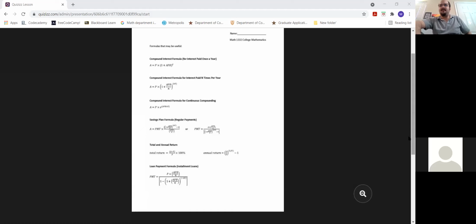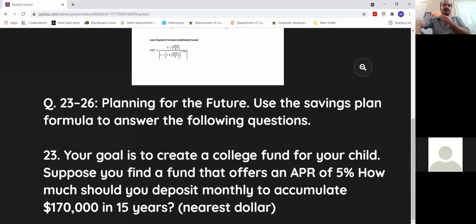Any questions about this? I didn't even start with the question, did I? So your goal is to create a college fund for your child. Suppose you find a fund that offers an APR of 5%. How much should you deposit monthly to accumulate $170,000 in 15 years?